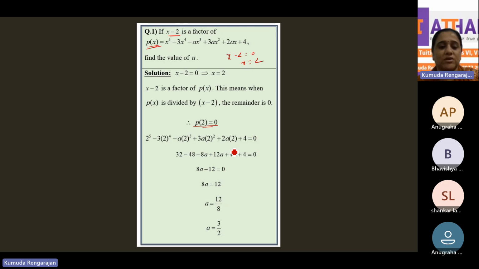Then you'll have to substitute. Is equal to 0. So how do you simplify this? 2 to the power 5 is 32. And 2 to the power 4 is 16. 16 3s are 48, minus 48. 2 cubed is 8, 8 into a, minus 8a. 2 square is 4, 4 3s are 12, plus 12a. 4a plus 4 is equal to 0. On solving this, a is equal to 3 by 2.